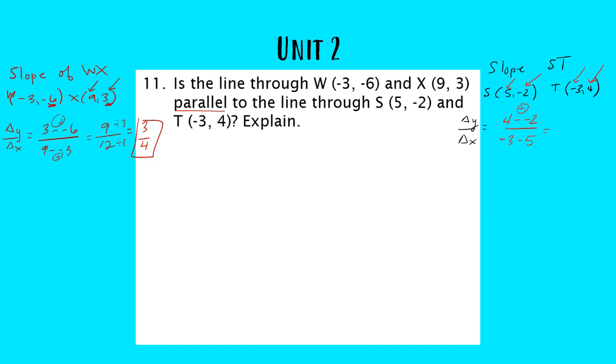So on the top, two negatives make a positive. On the bottom, I get a negative 8, which means my slope, if I simplify this, again, make sure you're always simplifying, I can take a 2 out of both of those. So my slope ends up being a negative 3/4.